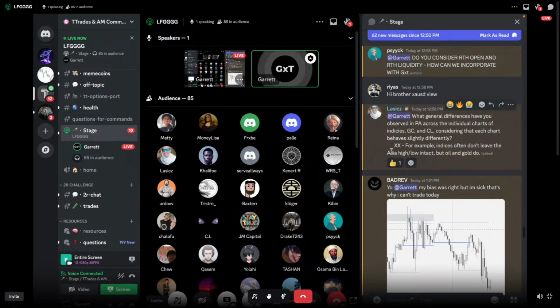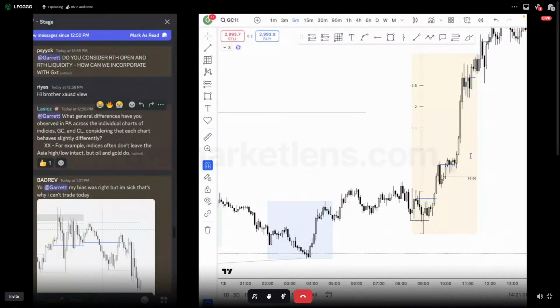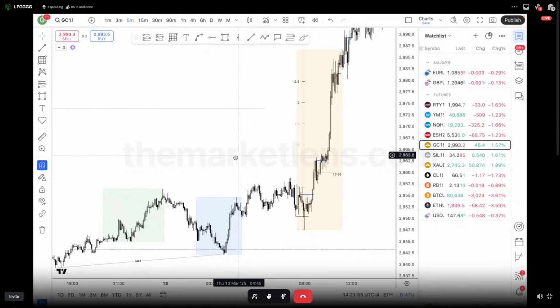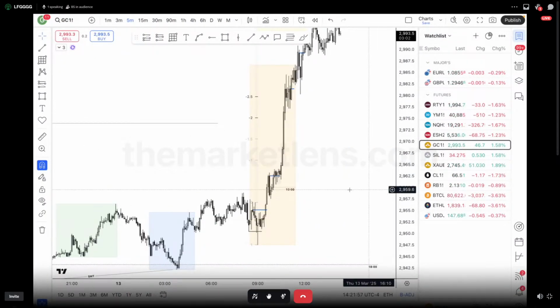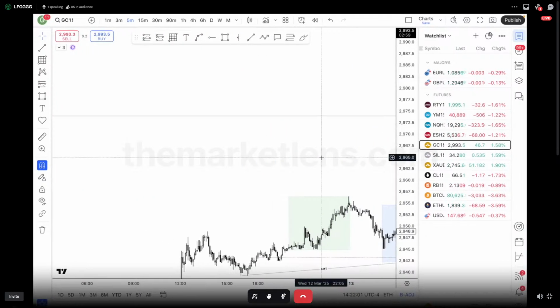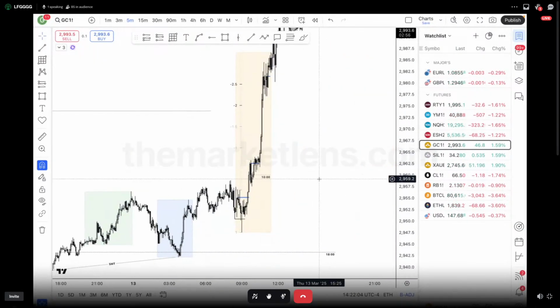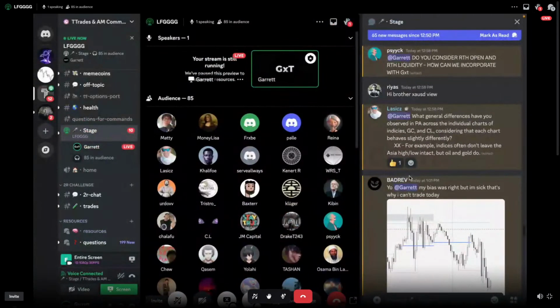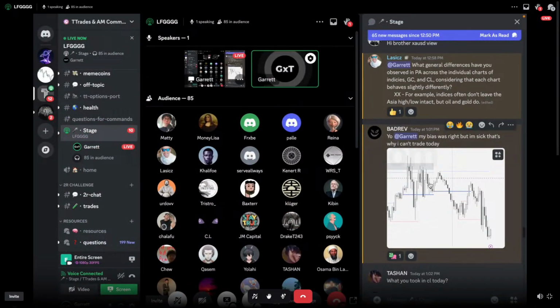Oh, I see. Yeah, that is one thing. Gold will leave Asia lows, or CL will as well. But it's the same protocol though. That's the thing. I still treat it the same as if NQ left Asia highs and lows.